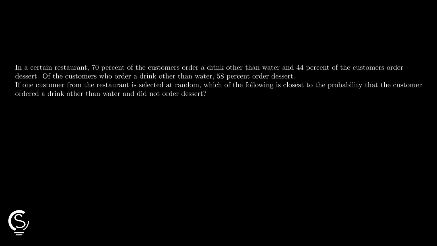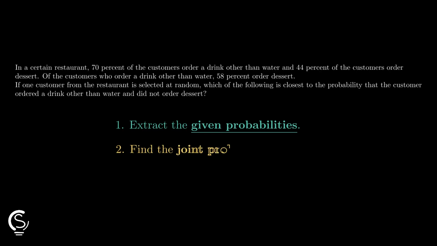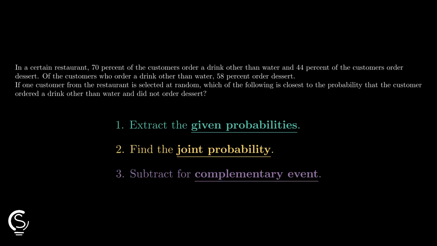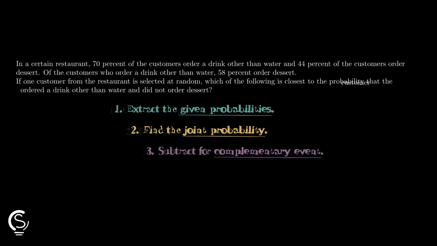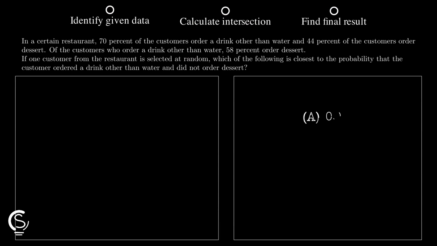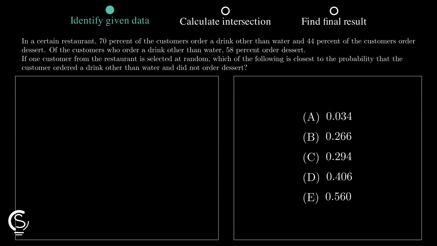Probability problems often look tricky, but you can solve this specific question in under 60 seconds by following 3 simple steps to find the correct answer. First, identify the probability of ordering a drink as 0.7 and the conditional probability of ordering dessert given a drink at 0.58. You got this.